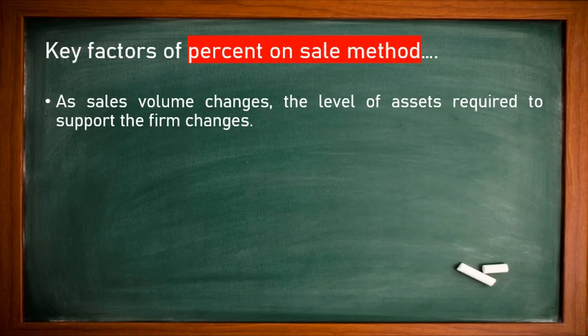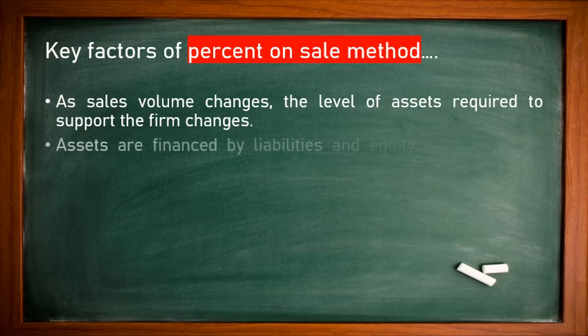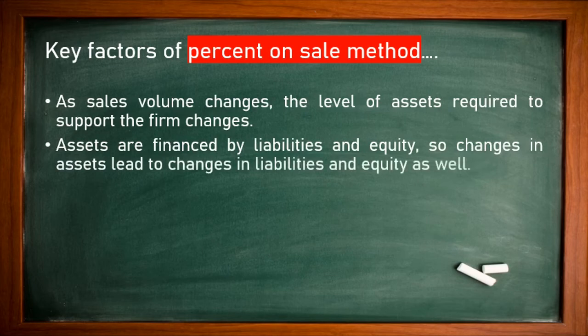As sale volume changes, the level of assets required to support the firm changes. You know that if we are increasing sale, we need to increase the product as well to sell in the market. This is the first one. Second, assets are financed by liability and equity. So changes in our assets lead to changes in the liability and equity as well. Whatever money we are investing in the business, we are managing assets through that money. That money is either our own money or we are borrowing from outsiders. So either liability or equity.